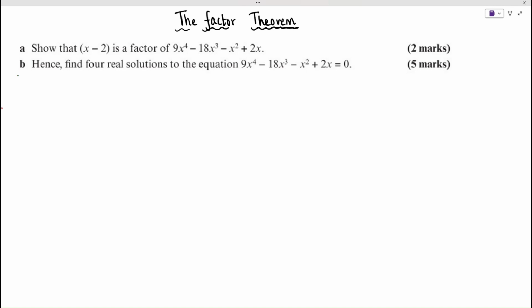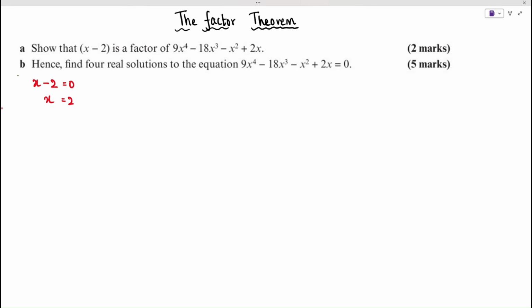In this video, we'll be going over an A-level question that refers to the factor theorem. So, we have our question here. Show that x minus 2 is a factor of 9x to the 4 minus 18x cubed minus x squared plus 2x. So, to show that x minus 2 is a factor, we equate x minus 2 to 0. So, we write out x minus 2 is equal to 0, and we solve to find x. So x is just equal to 2.